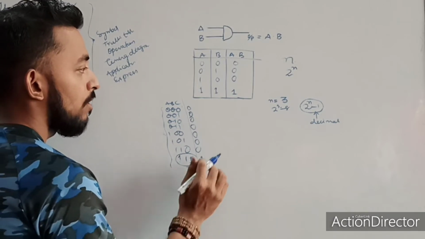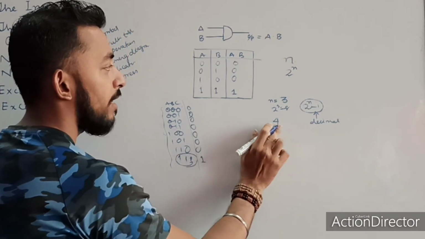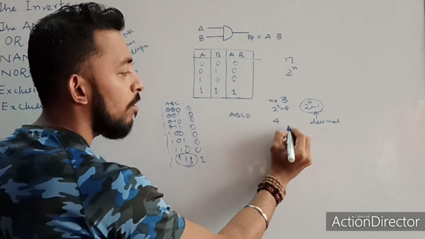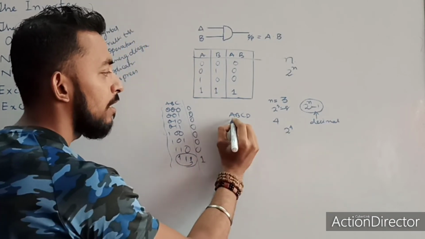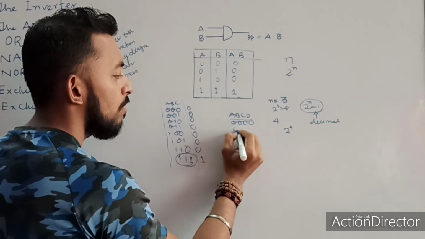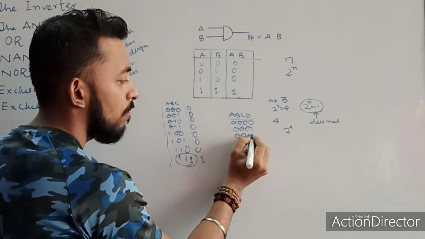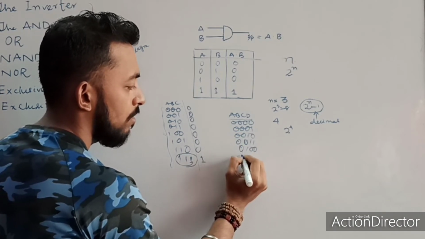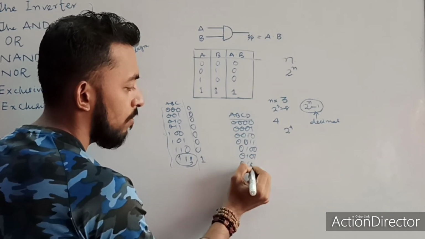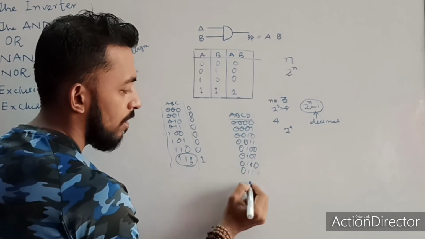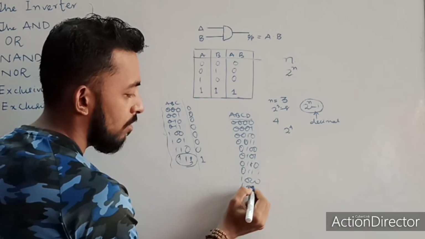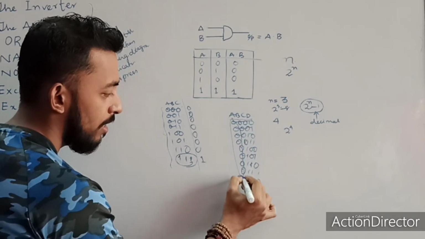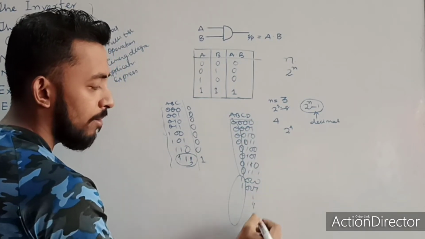Suppose I have a 4 input AND gate with inputs A, B, C, D. Then how many possible combinations? 2 power 4 means 16. Starting from 0 0 0 0, 0 0 0 1, 0 0 1 0, 0 0 1 1, 0 1 0 0, 0 1 0 1, 0 1 1 0, 0 1 1 1, then again 1 0 0 0 and so on, everything. In the upper half this first bit is simply replaced by 1 and everything else stays the same.